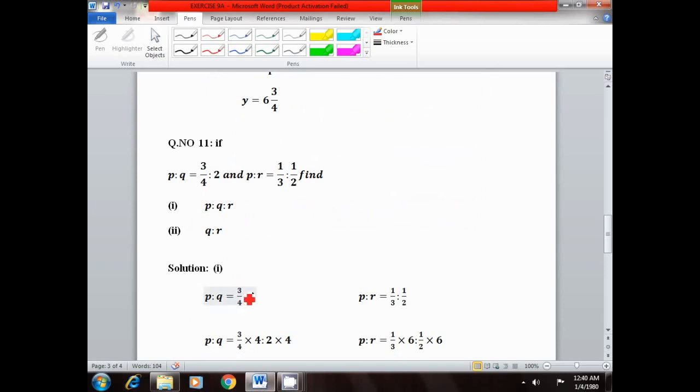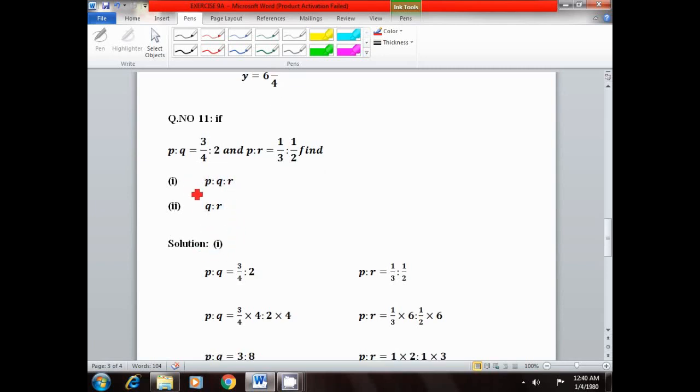Now you see we have two different quantities for p. In this first part, the quantity for p is 3 divided by 4. And then in the second part, we have given 1 upon 3, which is the quantity of p, and 1 upon 2 is the quantity of r. Now we have to make a single value, a single quantity for p. We have two different quantities for p. So first of all, we have to make a single quantity for p. Then we can find p ratio q ratio r. So for this, let's solve the first part.